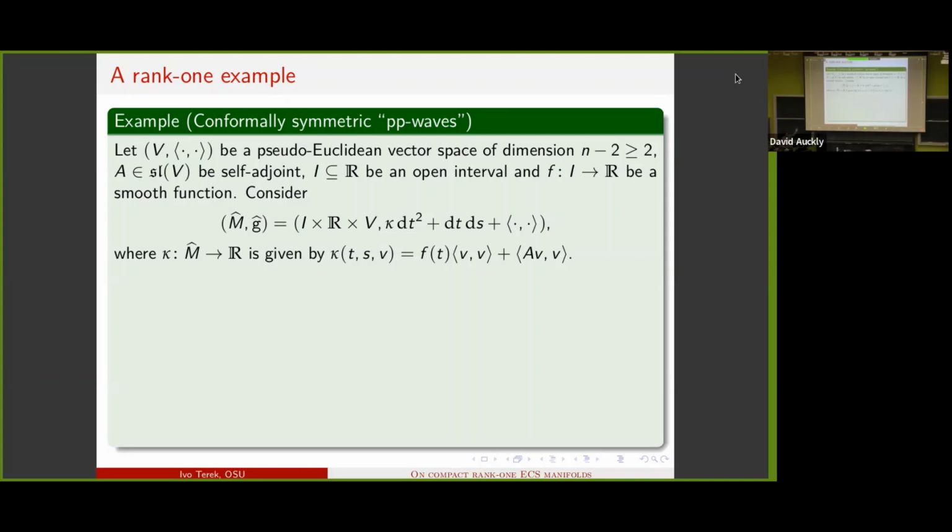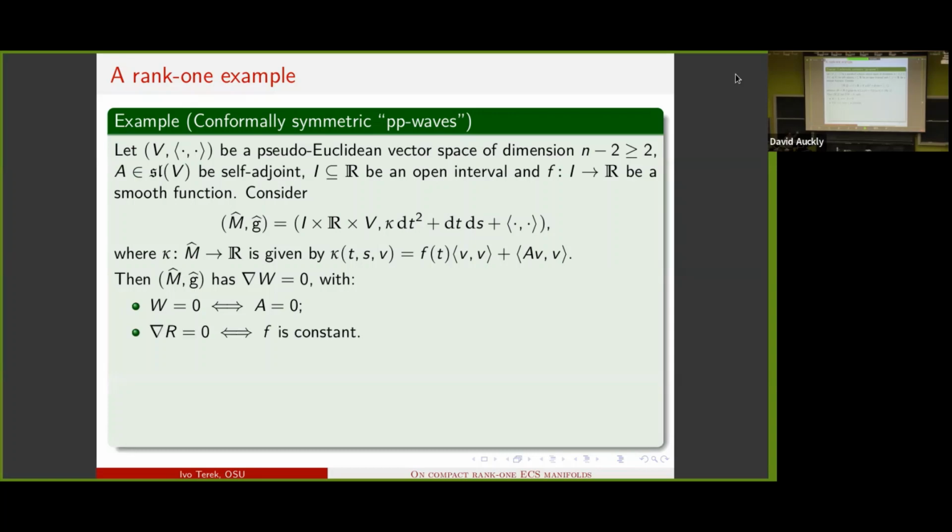Because the point is, since you have such an explicit formula for the metric, you can compute everything there is to compute about it. And in particular, you can show that this does have parallel Weyl curvature. And moreover, the Weyl tensor is in correspondence with that self-adjoint traceless operator A.